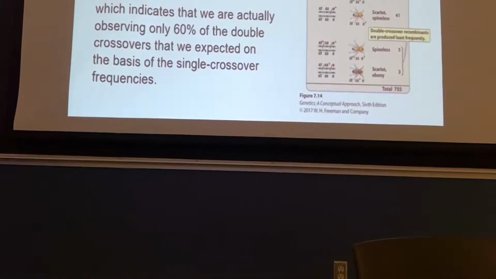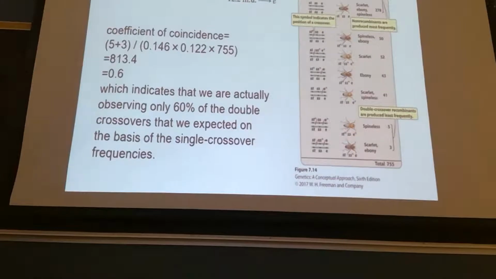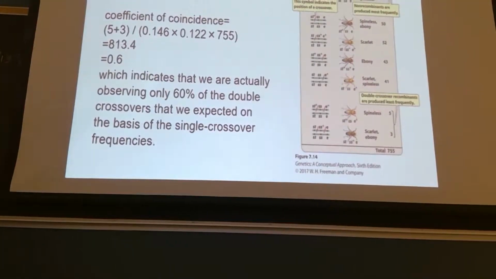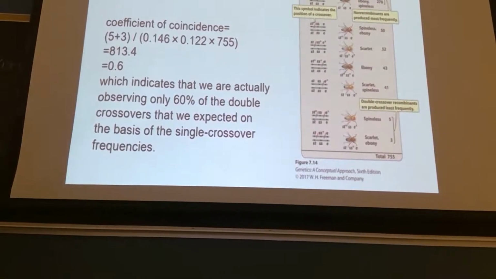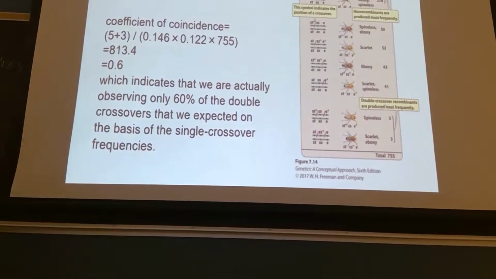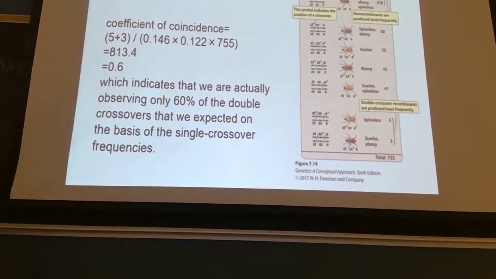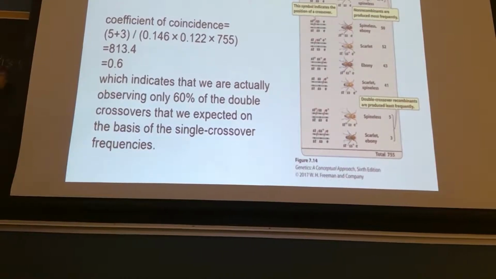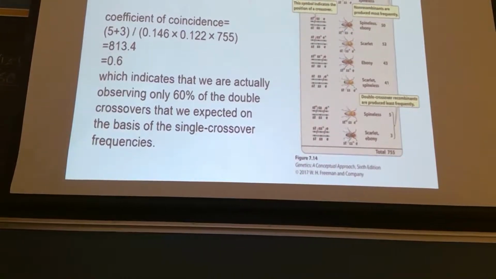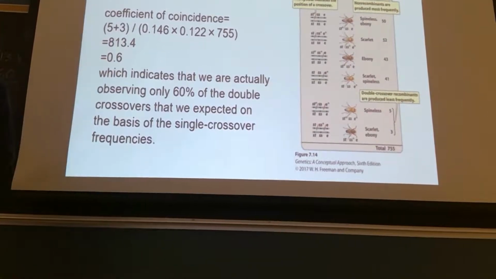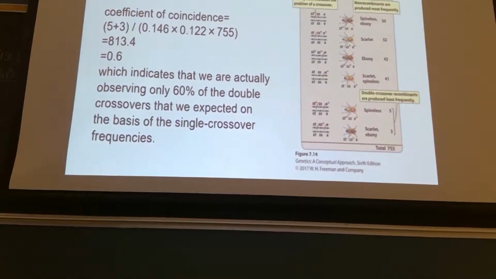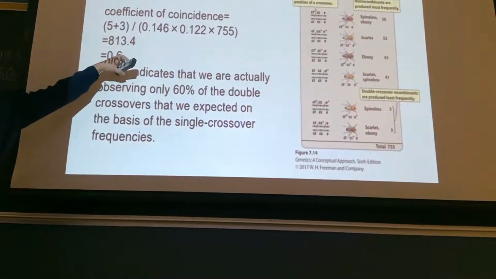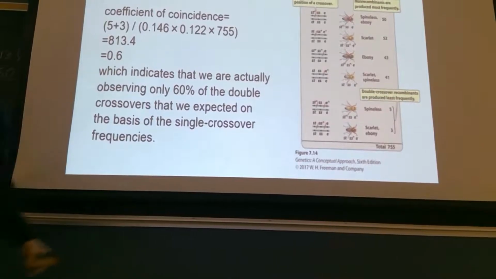Now, 8 divided by 13.45 is 0.594, about 0.60. I just broke it into different steps. So this is our coefficient of coincidence.